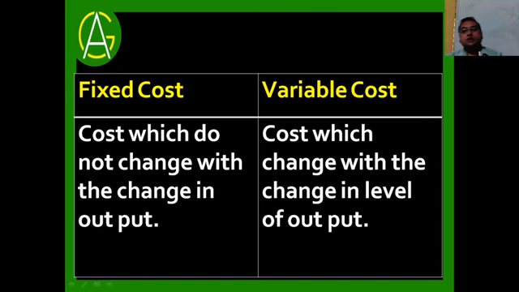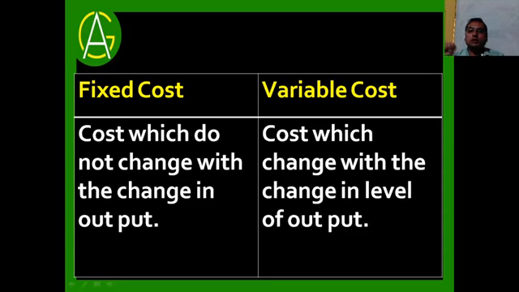Next comes fixed cost and variable cost. Fixed cost, the name itself suggests that it does not change with the changes in the output. That means whatever be the amount of output, the cost will remain the same. If the production increases, the cost will not increase. If the production decreases, the cost will not decrease. If the production is zero, the cost will not change at all. So at all levels of output, the cost remains the same.